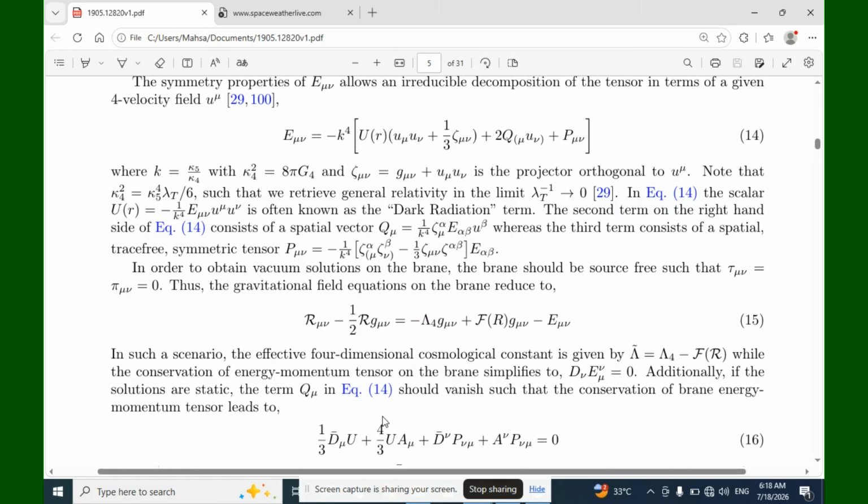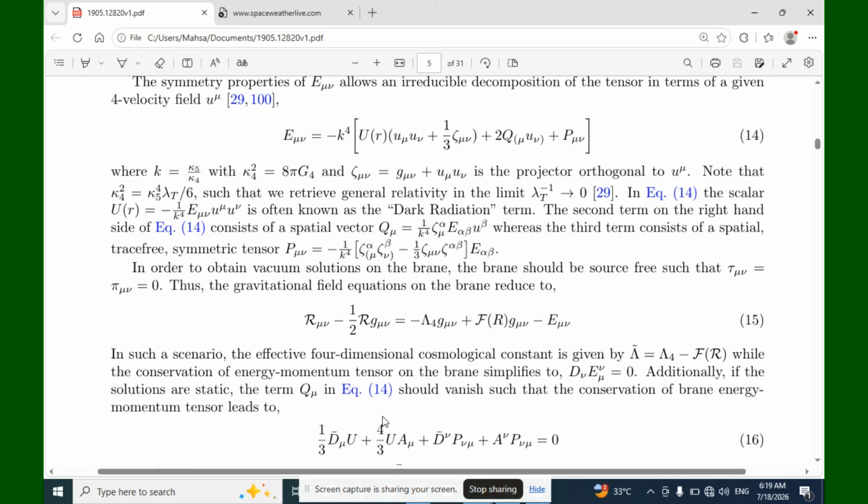In order to obtain vacuum solutions on the brane, the brane should be source free such that the tau micro is equal to 0. Thus, the gravitational field equations on the brane reduce to Ricci micro minus 1 divided by 2 Ricci G micro nu is equal to minus delta for G micro nu plus FR G micro nu minus E micro nu. In such a scenario, the effective four-dimensional cosmological constant is given by the alpha prime is equal to alpha 4 minus FR, while the conservation of energy momentum tensor on the brane simplifies to d nu E micro to the power of nu is equal to 0.